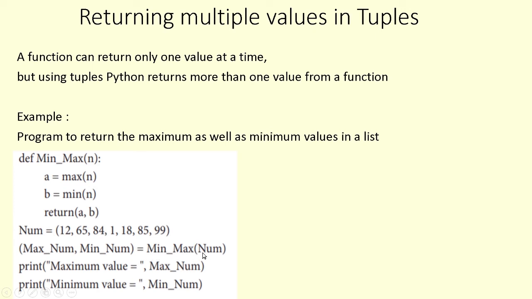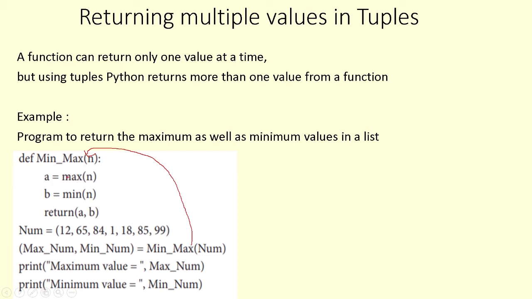Okay, then they have given a function call statement here. This is the function call statement, min max of num. So what happens when this is called? Control will be transferred from here to here. So min max of num. The values are passed to n. So now n will have these values like 12, 65, 84, 1, 18, 85, 99.